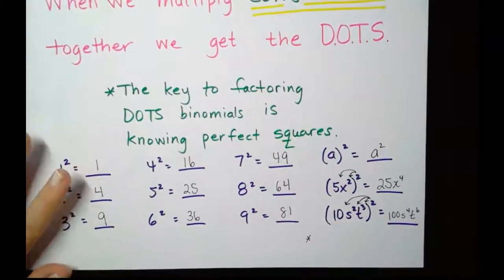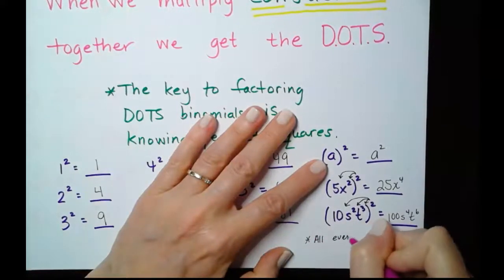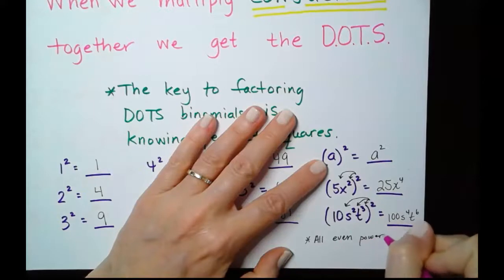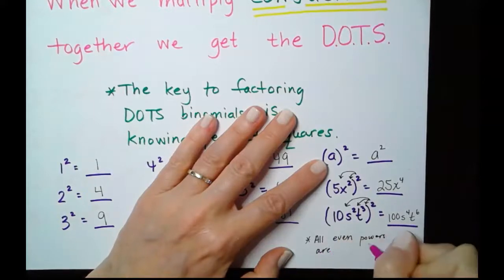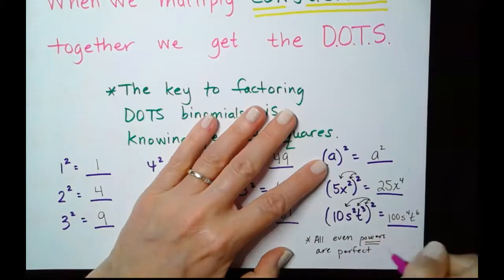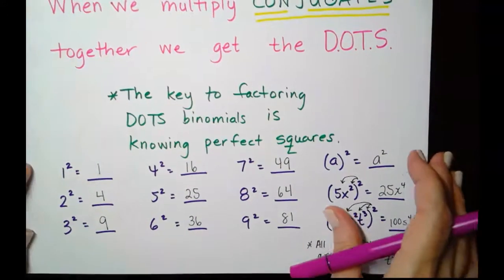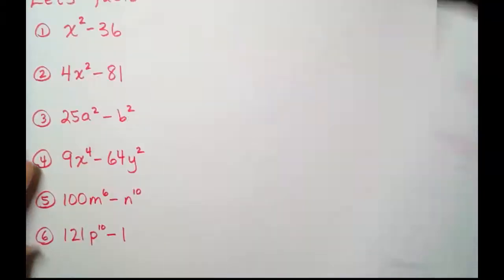We can make a quick generalization here. All even powers, not even numbers, but even powers, are perfect squares. So keep that in mind. All even powers are going to be perfect squares. Power to power, we multiply. That's what makes a perfect square.